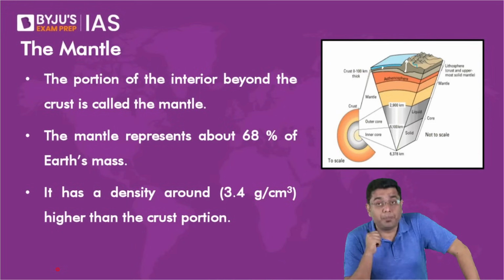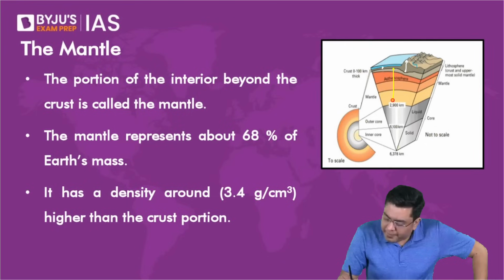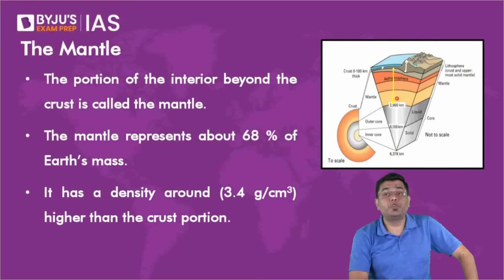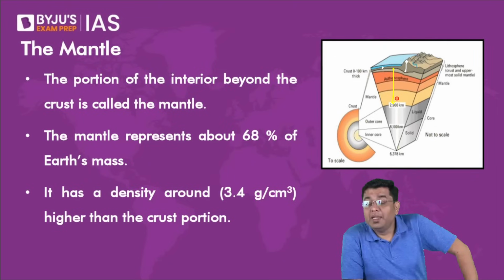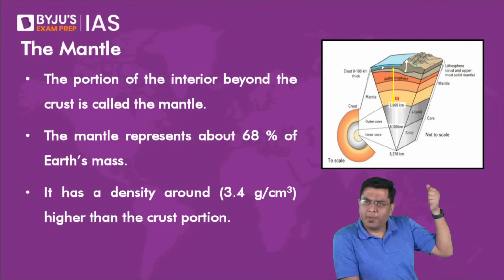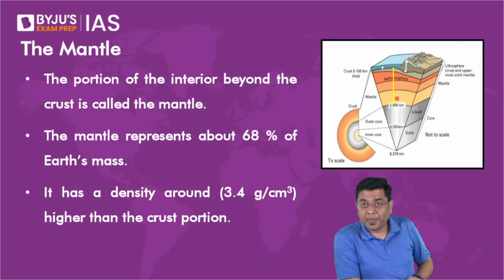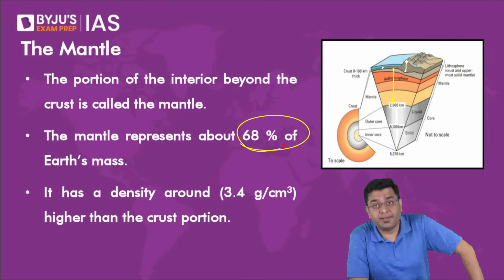And this is the bulky portion, because if you observe here, mantle extends immediately below the crust and continues up till the outer core, which is at a depth of close to around 3000 kilometers, not 3000 meters, 3000 kilometers from the surface. So think about it. It starts roughly around 50 to 60 kilometers below the surface, that is the mantle, and extends almost up till 3000 kilometers. So it is very bulky, and it represents close to around 68% of the Earth's mass.